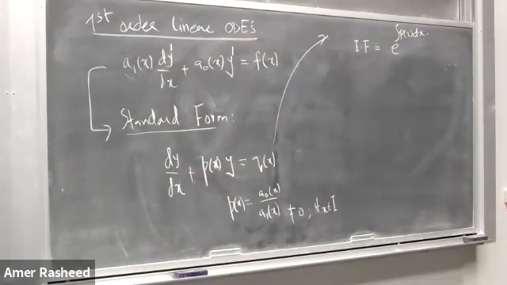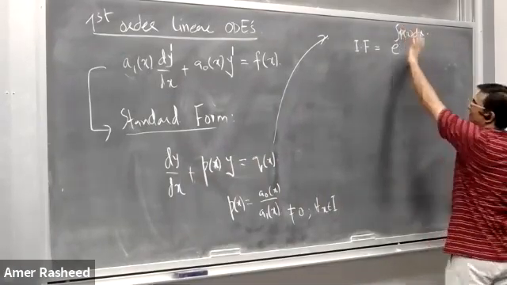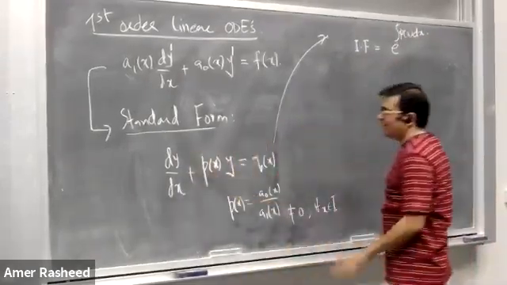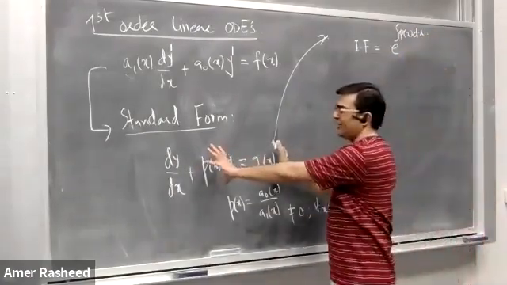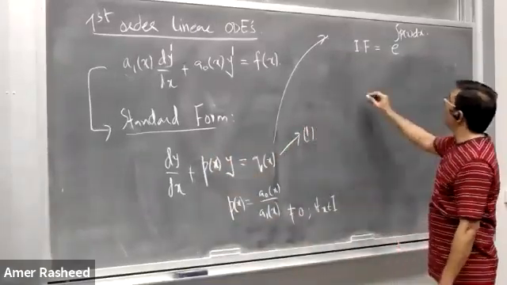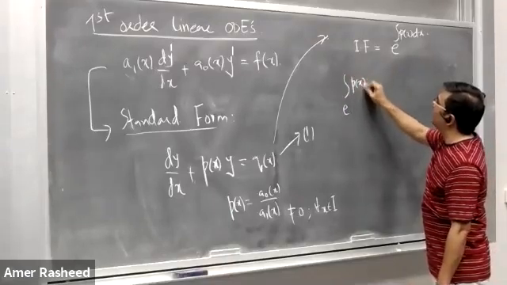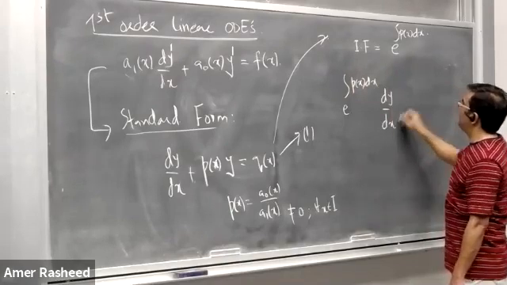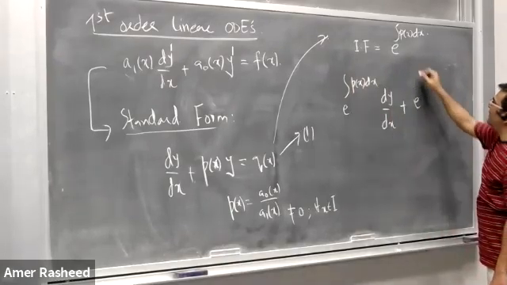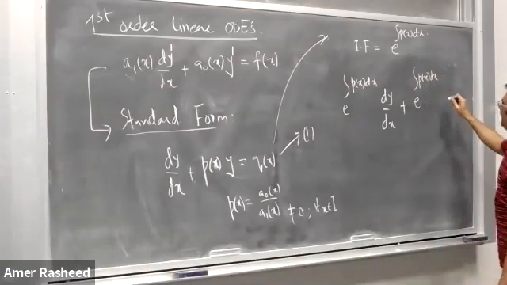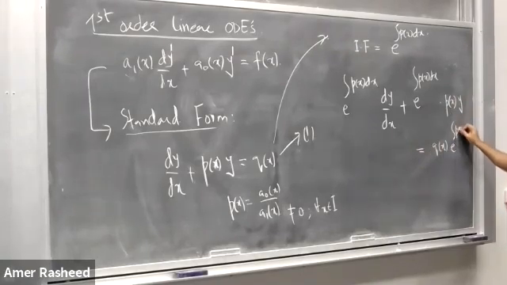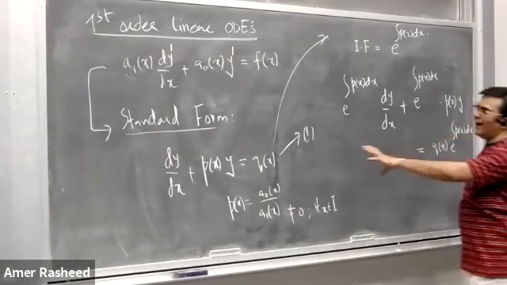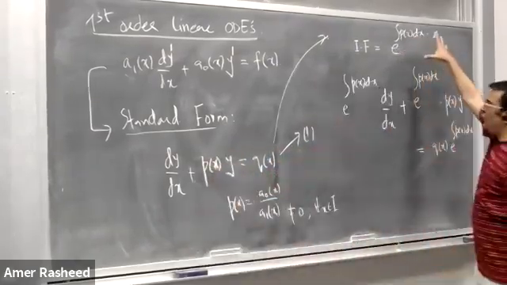And how do we know this works? Let's try it. I'm going to multiply this term on both sides of this differential equation, which I call equation 1. So we get e raised to the power integral p of x dx times dy by dx plus e raised to integral p of x dx into p of x into y is equal to q of x times e raised to the power integral p of x dx. I multiplied the given differential equation with this factor on both sides.